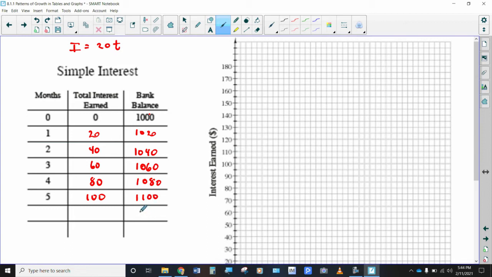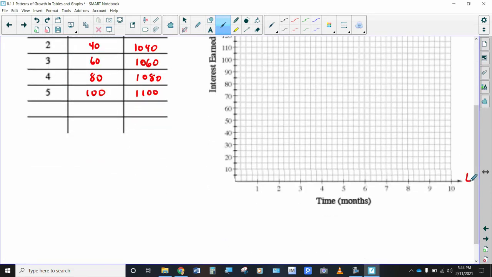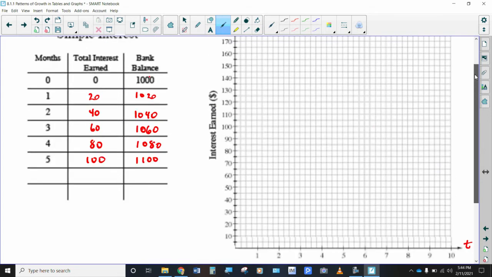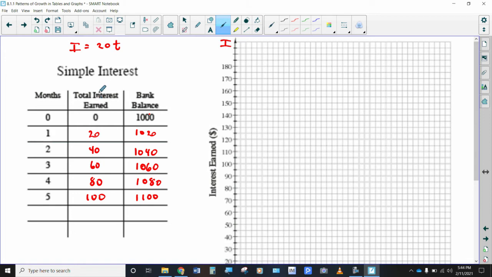Okay? So if we are graphing, if I is the dependent variable and T is the independent variable, then this is a proportional type of situation, right? So we're going to focus on this column right here. This is the column that is going to get graphed because that's the column for interest earned.